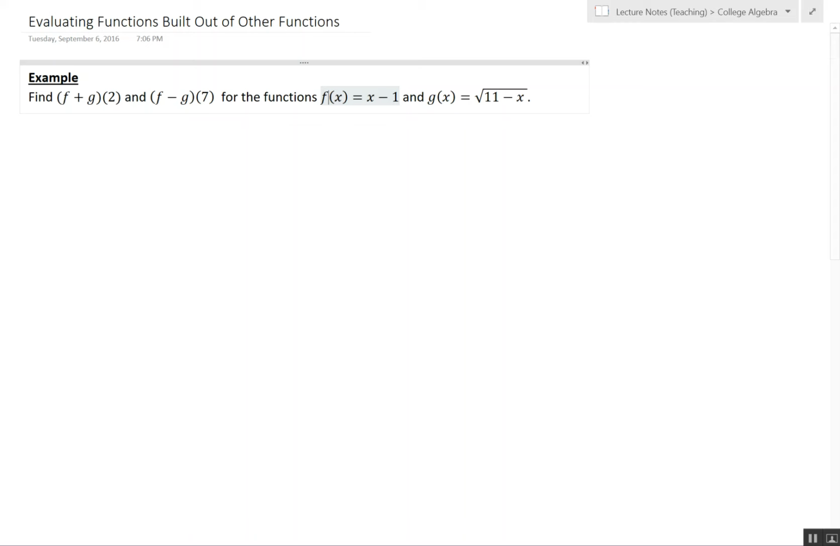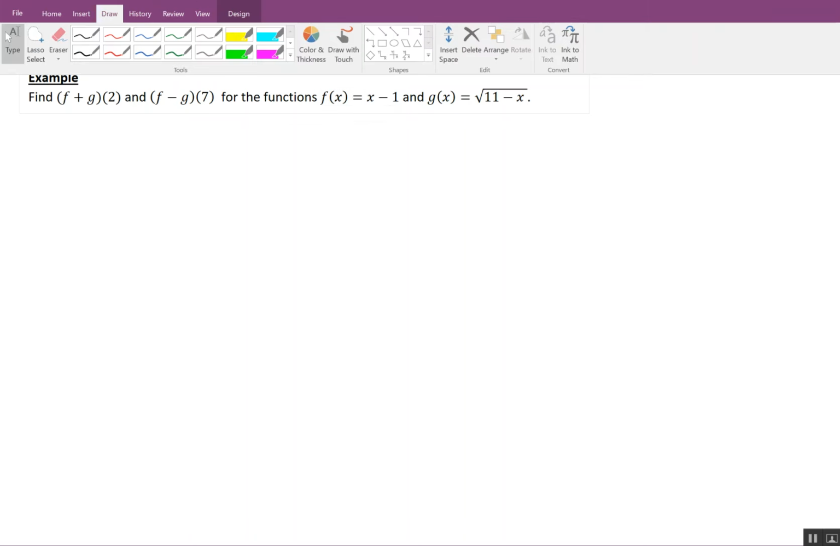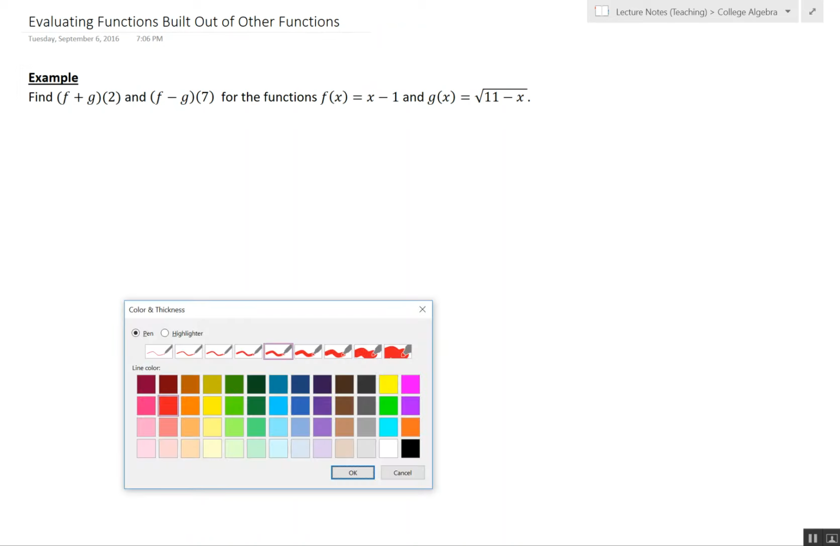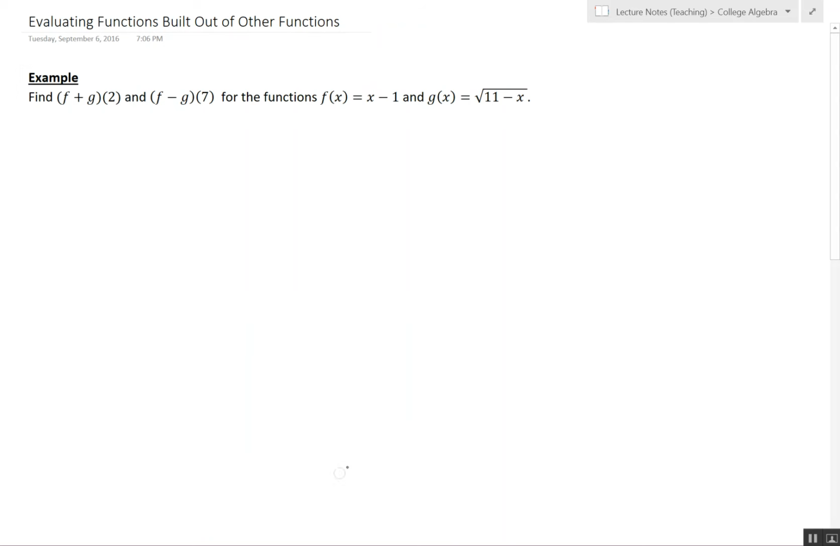Hi everybody, welcome back. We are now going to talk about evaluating functions that are built out of functions at particular value points. For this example, I am going to look at addition and subtraction.